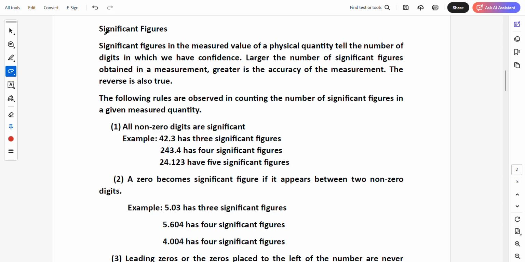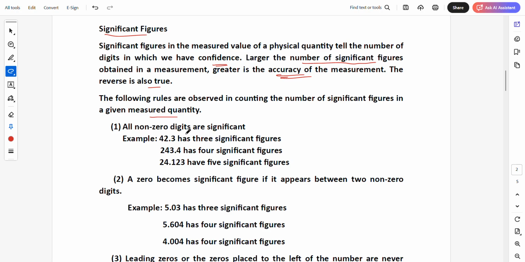that is significant figures. Significant figures in the measured value of a physical quantity tell the number of digits in which we have confidence. Larger the number of significant figures obtained in a measurement, greater is the accuracy of the measurement. The reverse is also true. The following rules are observed in counting the number of significant figures in a given measured quantity.